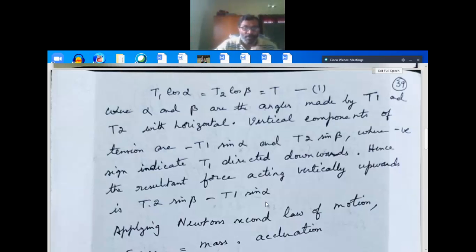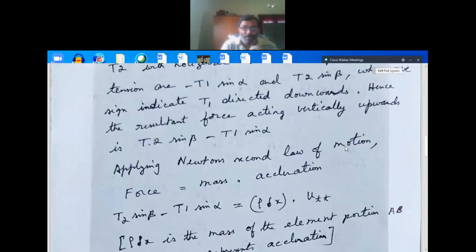Now applying Newton's second law of motion, which says force is equal to mass into acceleration. Force means the total tension. So the total tension will be T2 sin beta minus T1 sin alpha.